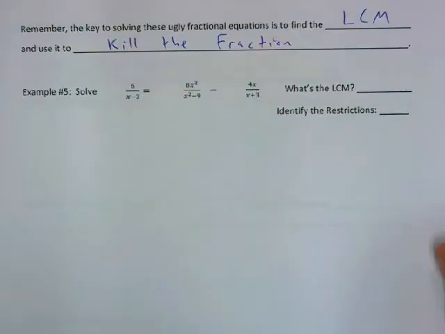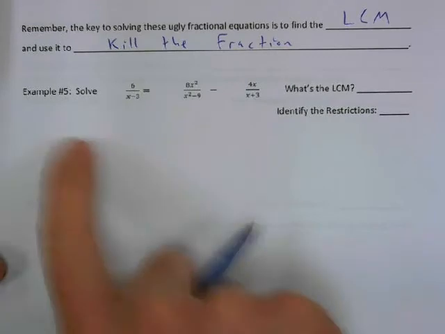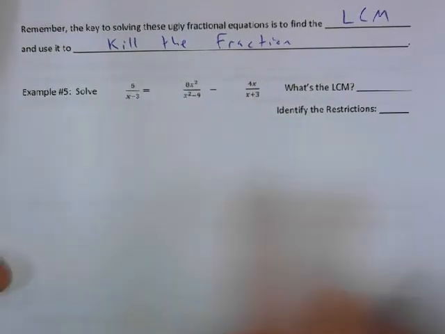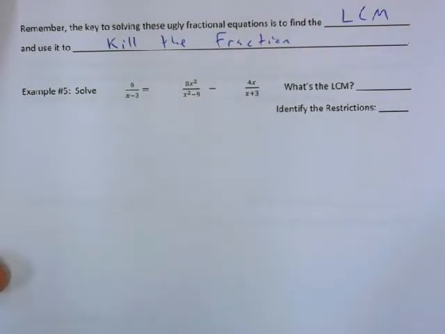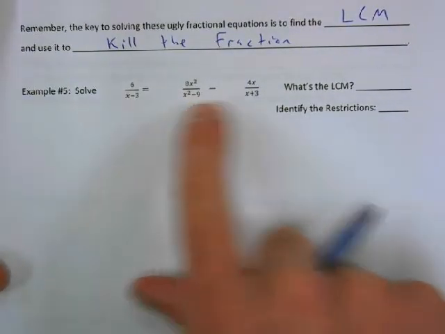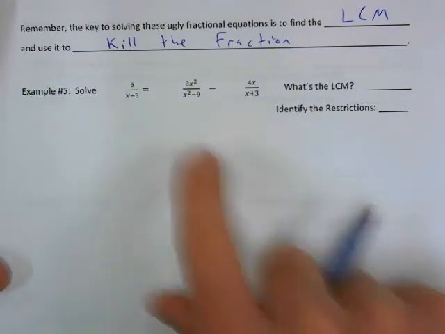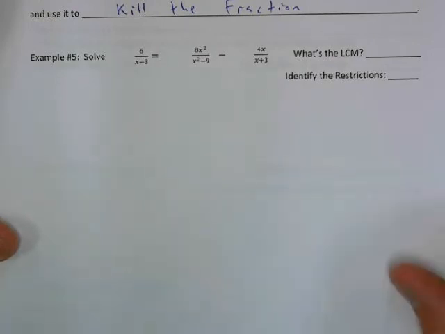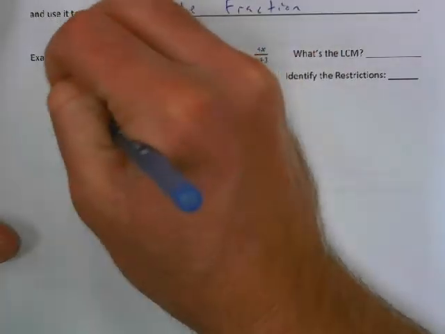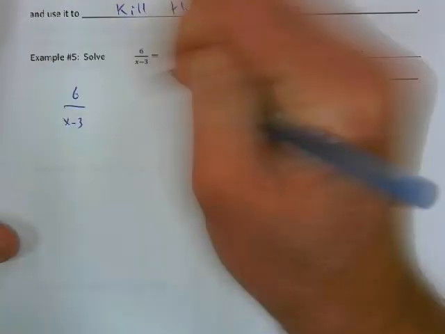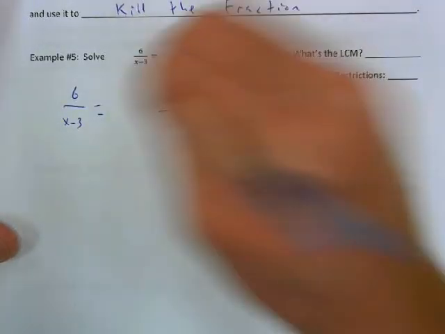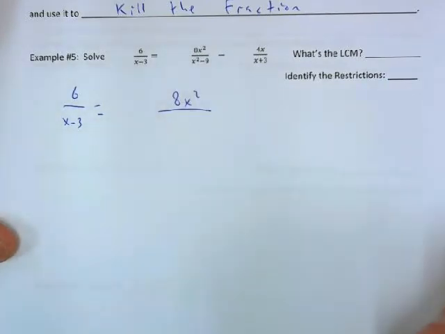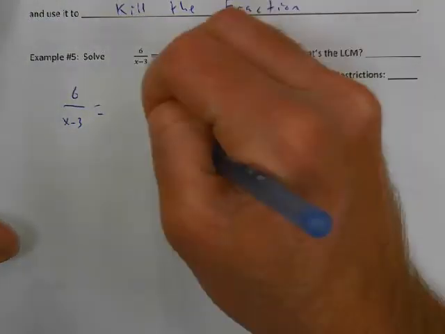All right, so example 5, and we're almost done here. There's just two more. Example 5, we got this fraction equals that thing minus that thing. Now, what's the LCM between these three denominators? Well, it's hard to tell when we have something in standard form, so the first thing we want to do is write this in factored form. So we have 6 over x minus 3, that's fine how it is, equals 8x squared over x squared minus 9, that's a difference of two squares, so that's going to be x plus 3 times x minus 3.